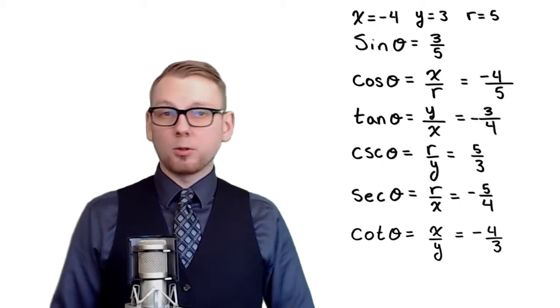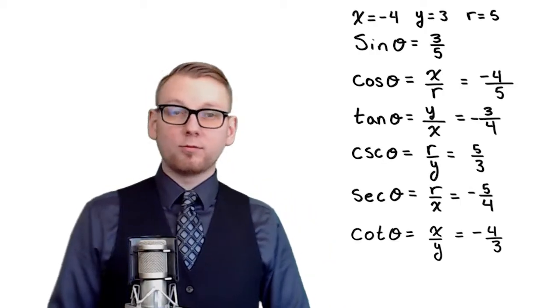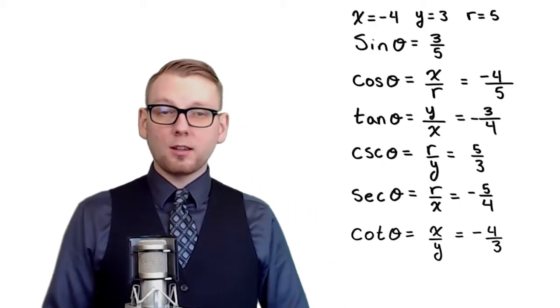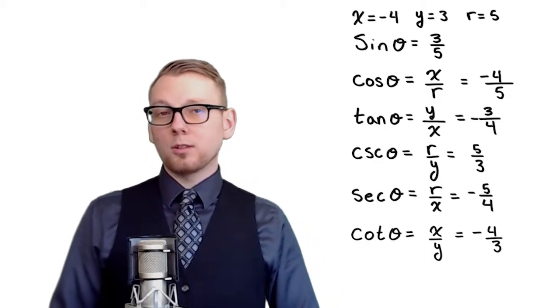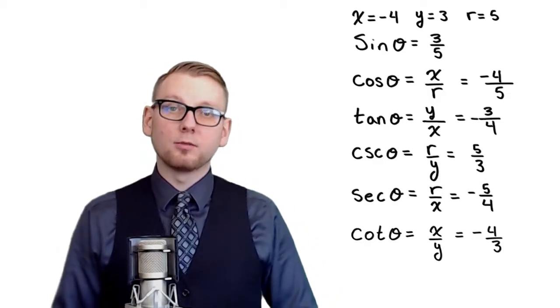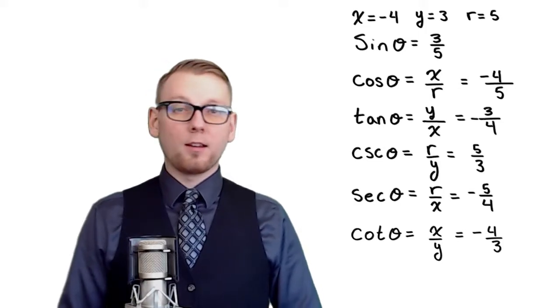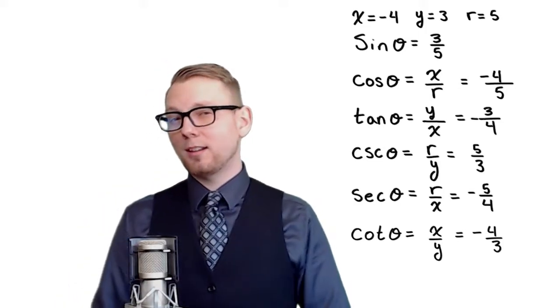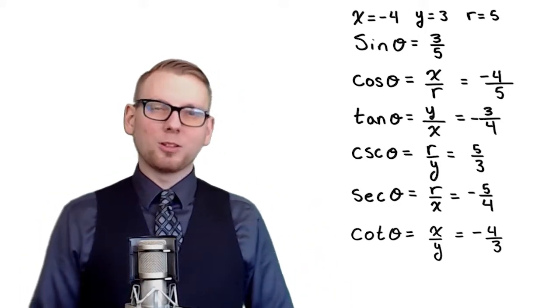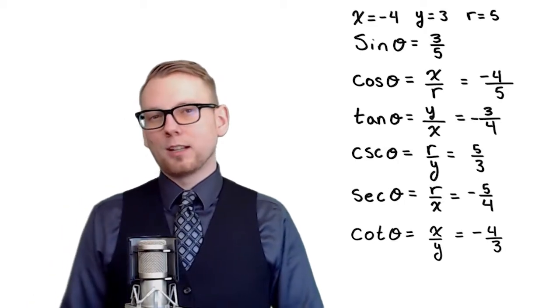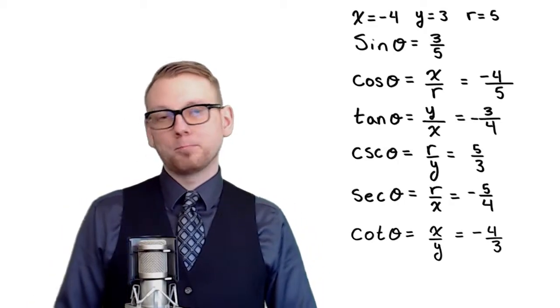Cosecant theta is 1 over sine theta, so we'll have 5 over 3. Secant theta is 1 over cosine theta, so we'll have negative 5 over 4. Last but not least, we'll have cotan theta, and cotan theta is just 1 over tan theta, so we'll have negative 4 over 3. And we're done.